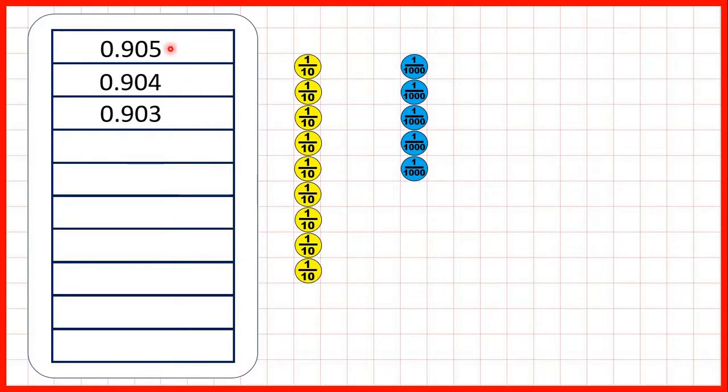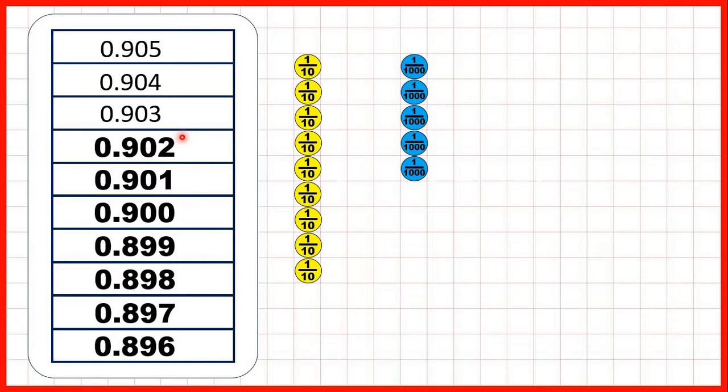Now we start with 0.905, so that's 9 tenths, no hundredths and 5 thousandths. If we count back in thousandths, we have 0.904, 0.903, and then you can see how we can complete the sequence.